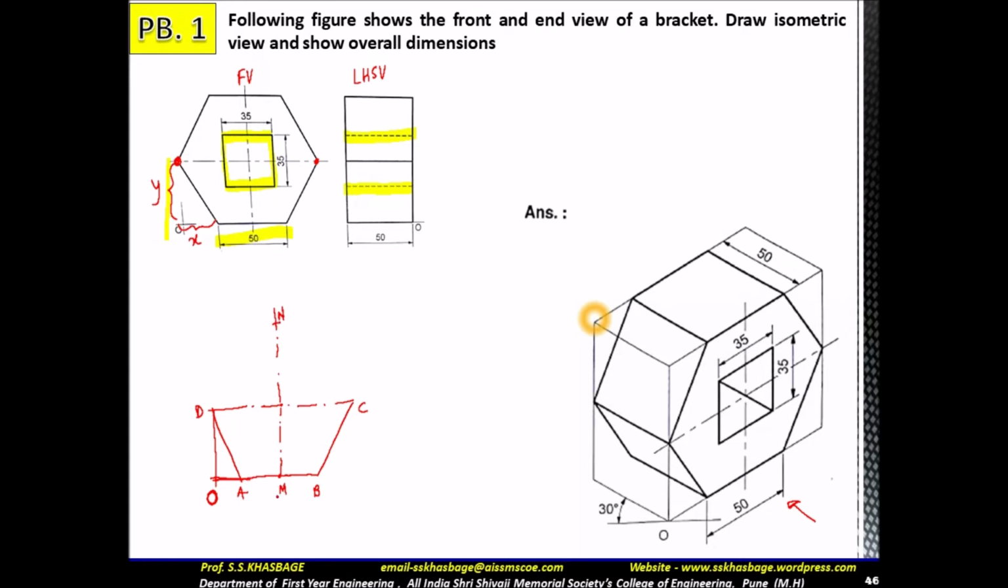As M is the midpoint of AB, similarly we will find N is the midpoint of E and F, suppose. So whatever the distance is AM, that same distance we will take here, that is from E to N and N to F. So this is the topmost side, suppose. Now just join E with D and C with M. So this is our hexagon.